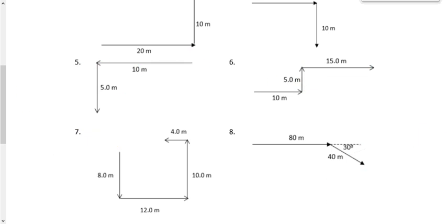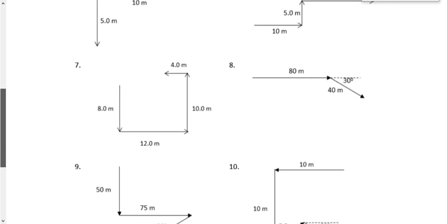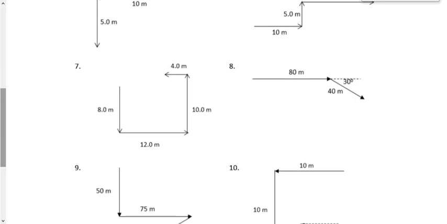Number 7. Keeps getting a little trickier here. Here we have 4 vectors that we have to add together. Yeah, we don't have a right angle triangle, but we can make one fairly easily. We do that by breaking it up into x's and y's.